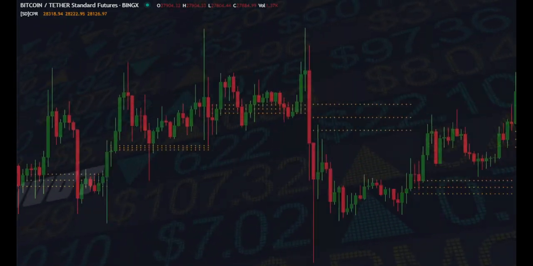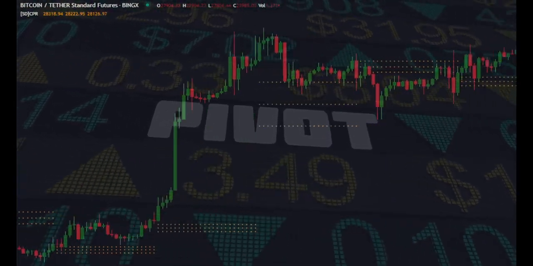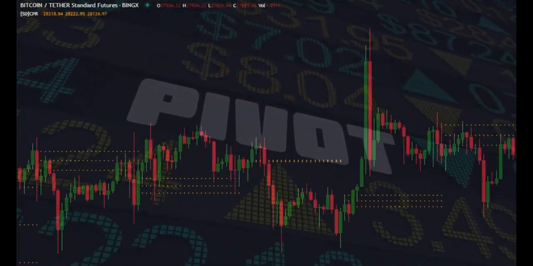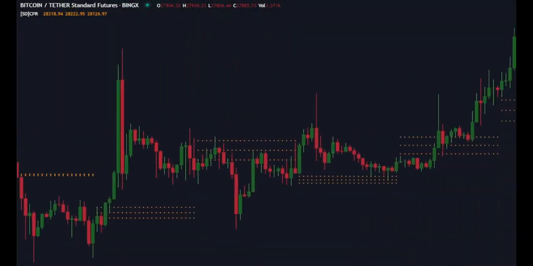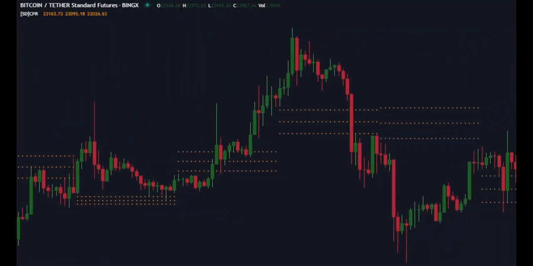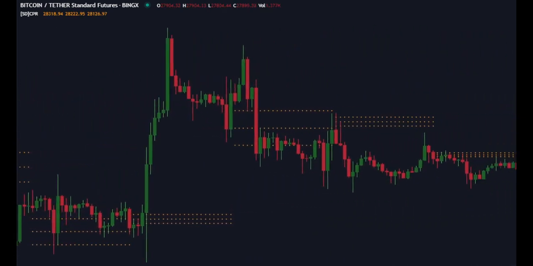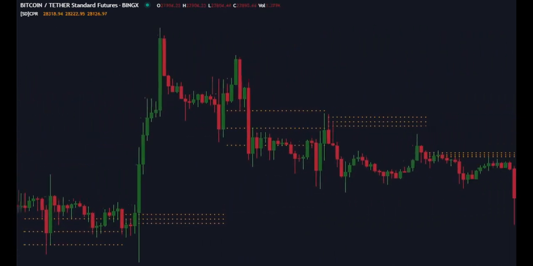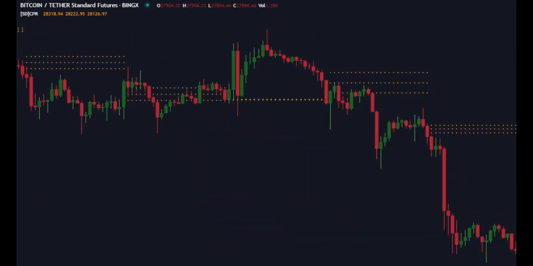This powerful indicator is not only easy to use, but it can also help you identify key support and resistance levels, giving you an edge in the markets. So sit back, relax, and get ready to take your trading game to the next level with CPR pivot points. Because in this video, we will give an amazing strategy with this pivot points indicator.